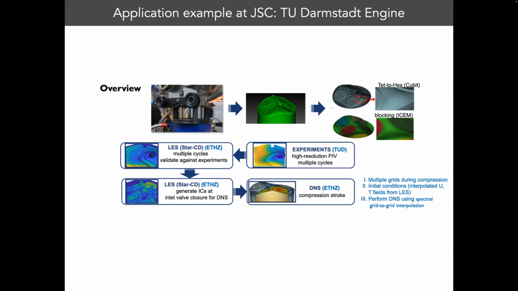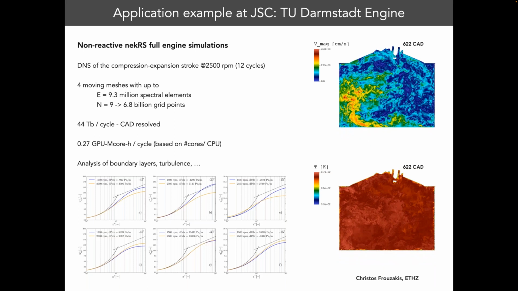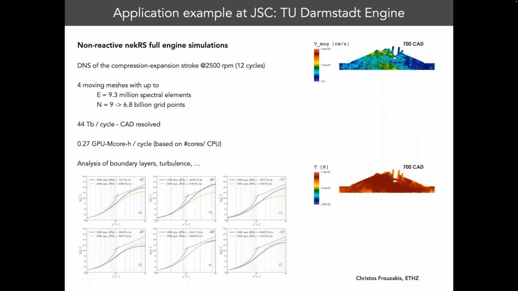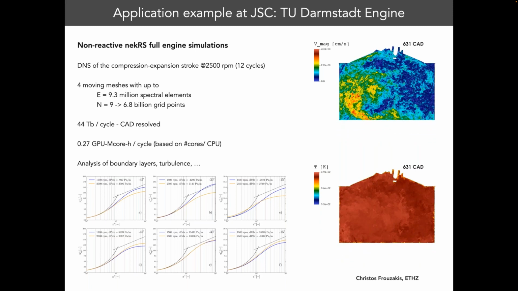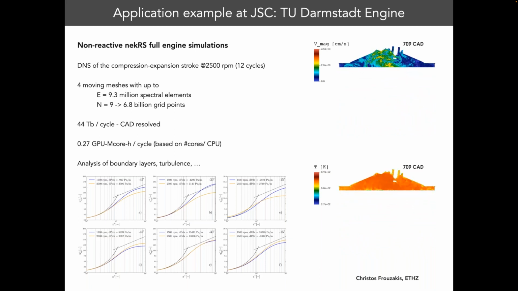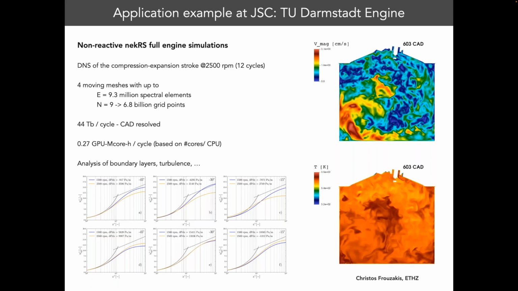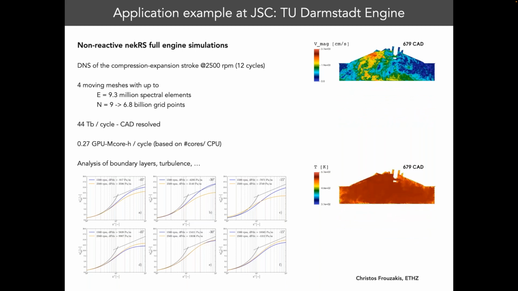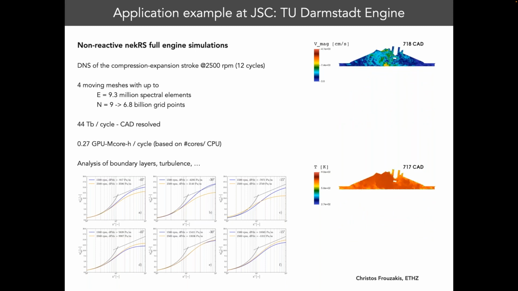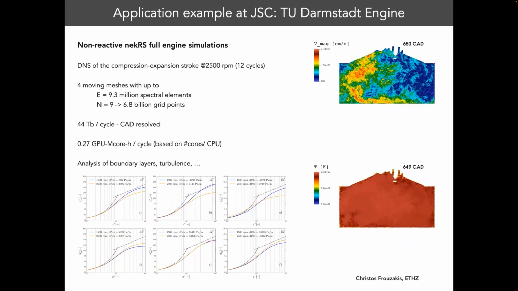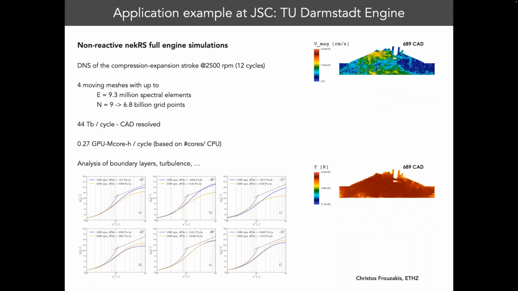And I think on the next slide we also see the results of this. Here we see the non-reactive full engine simulation with nekRS on the right. You see the velocity magnitude and the temperature. We have an RPM of 2,500, and we computed 12 cycles of this engine. To do this, as you see on the right, we have moving meshes, but not just moving meshes, we also interpolate in between meshes, because due to the stretched meshes of the moved piston, you have issues that the meshes become too fine.